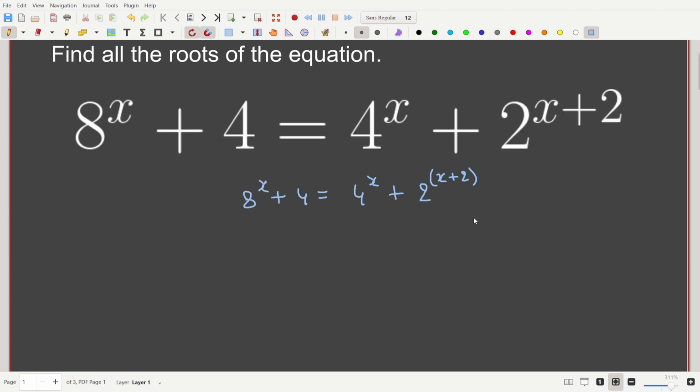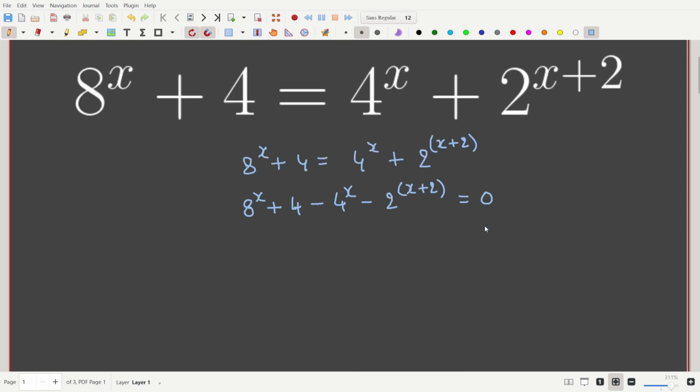Let's bring all the terms to the left hand side. So on the left hand side we already have two terms, 8 power x plus 4. Now 4 power x comes to the left hand side, becomes negative 4 power x. Similarly negative 2 power x plus 2. And this is now equal to 0.